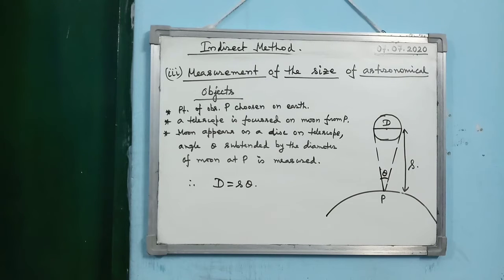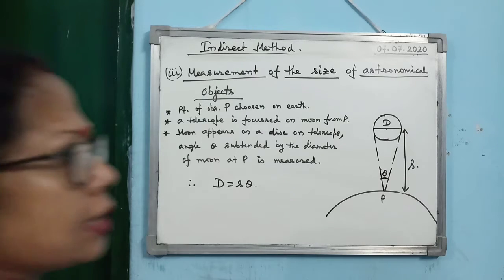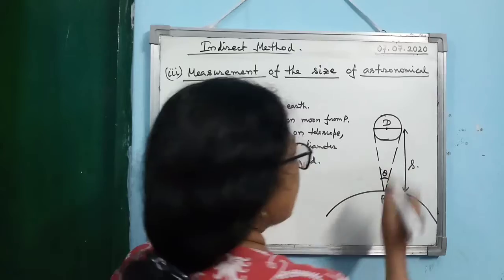Next is measurement of size of astronomical objects. So let us consider, you want to find out the size of the moon.